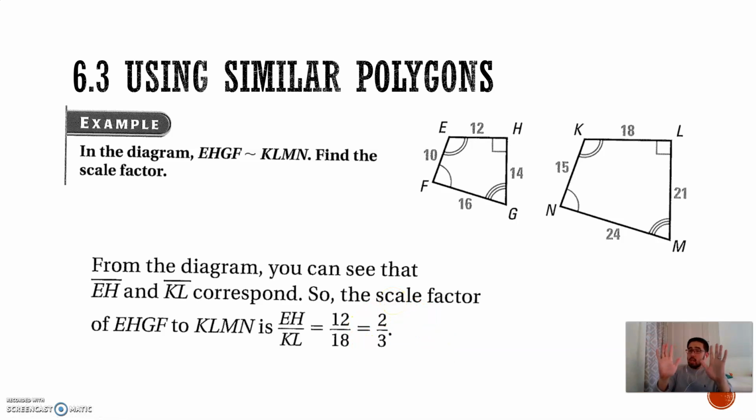Now, you can check just to make sure that it works, right? 14 to 21 is also 2/3. 16 to 24 is also 2/3. And 10 to 15 is also 2/3. Okay?